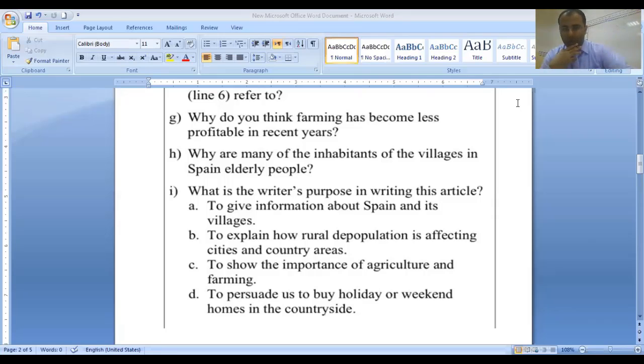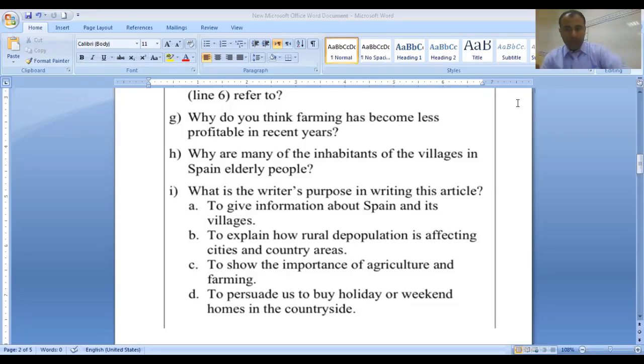Next question, why are many of the inhabitants of the villages in Spain elderly people? In Spain, in the villages, most of the inhabitants are elderly people. Why? Who knows the answer? Just raise your hand. The inhabitants, people who live in the village in Spain, are elderly people. Why? If you know the answer, just raise your hand. No one?